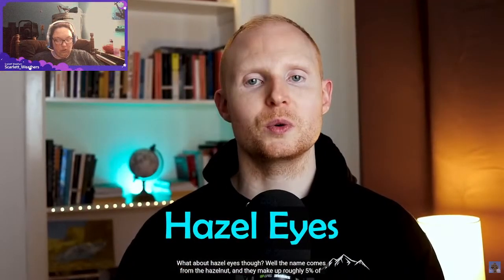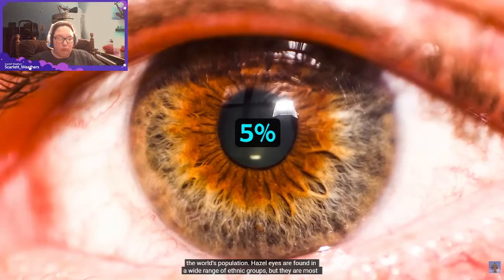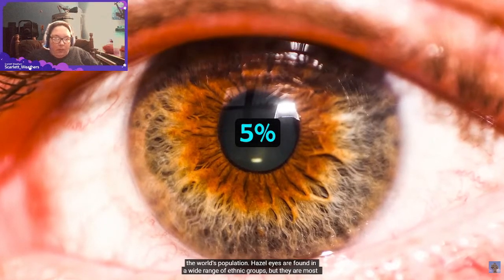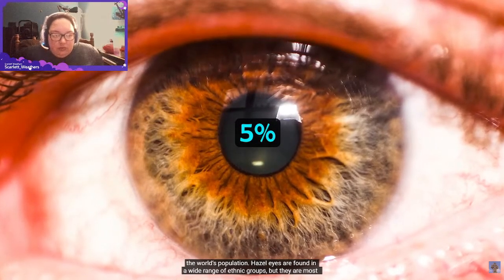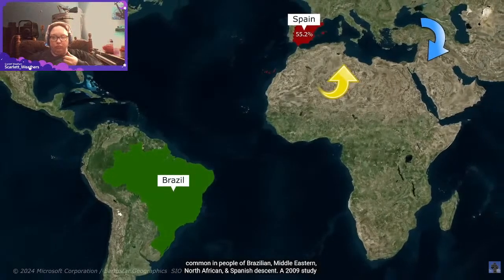What about hazel eyes though? Well, they get their name from the hazelnut, and they make up around 5% of the world's population. Hazel eyes are found in a wide range of ethnic groups, but they are most common in people of Brazilian, Middle Eastern and North African or Spanish descent.